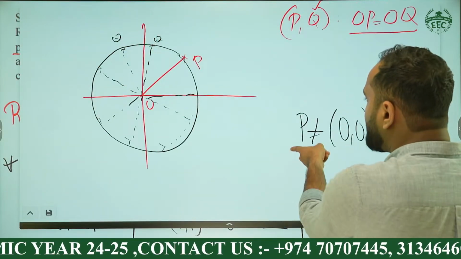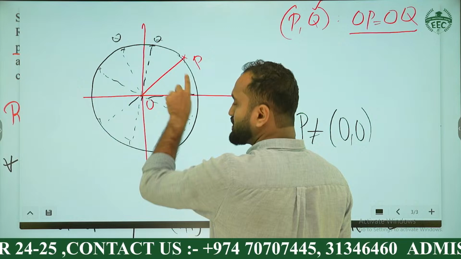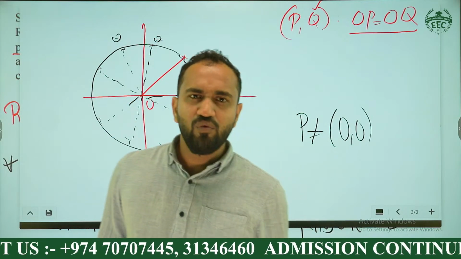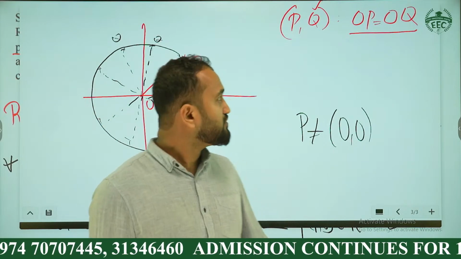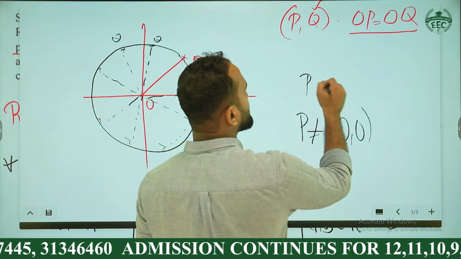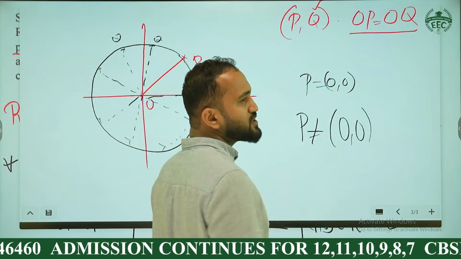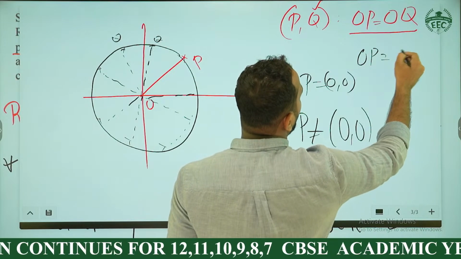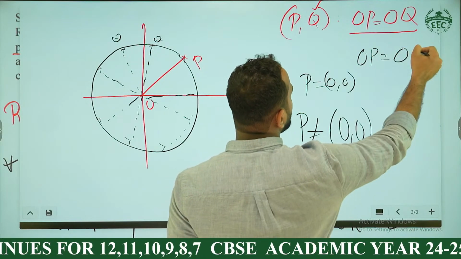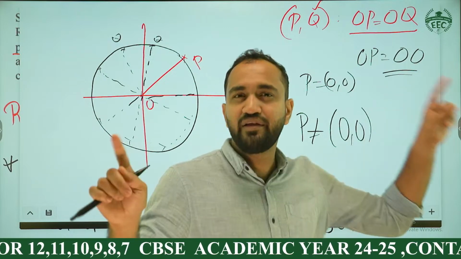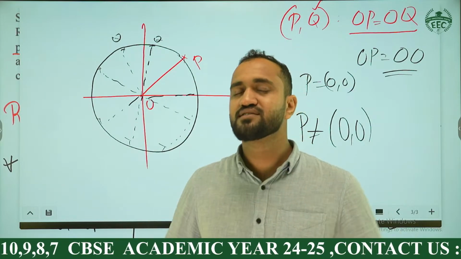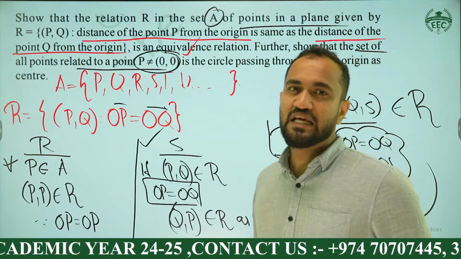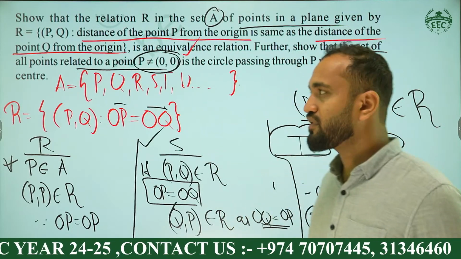If P happens to be (0, 0), what happens? P is at the origin. If P is at the origin, what is the radius of the circle? It becomes 0. If P is (0, 0), the radius is 0, which means the circle does not exist. OP becomes OO. It is not a line, it is just the point origin. Therefore, the circle does not exist. That's why they mention P is not equal to (0, 0). Clear, people? Fine.